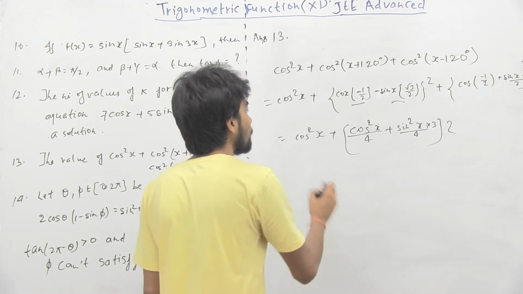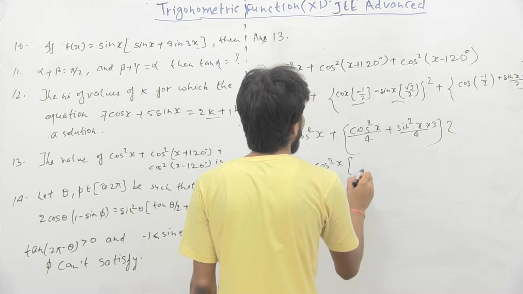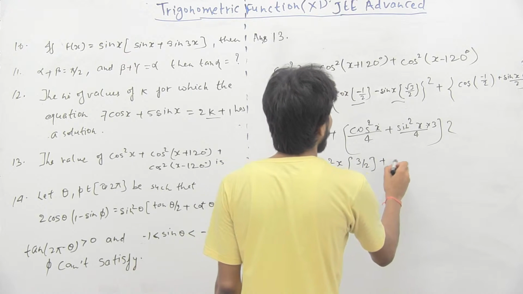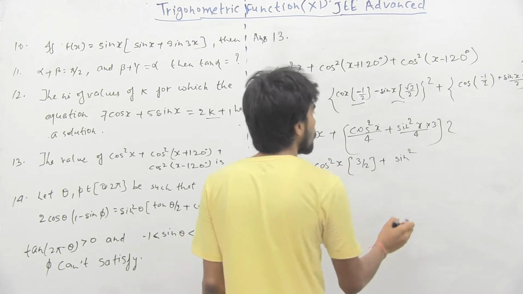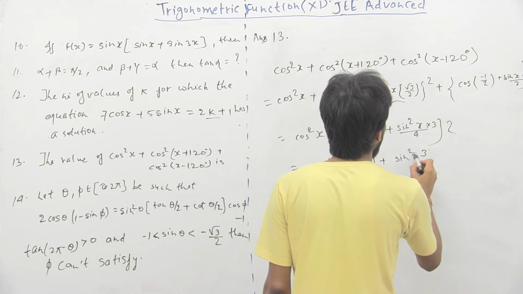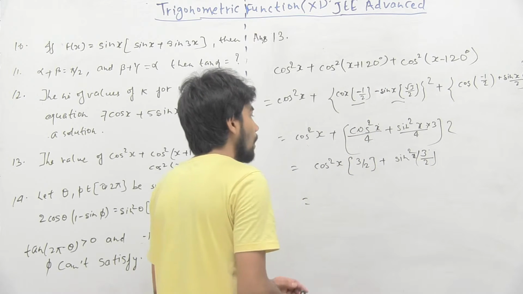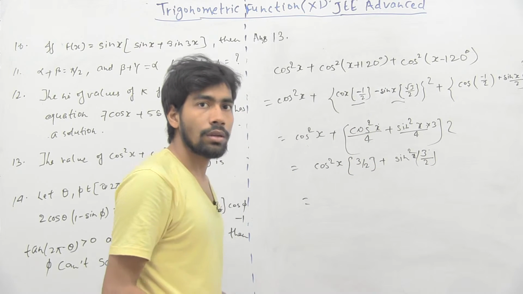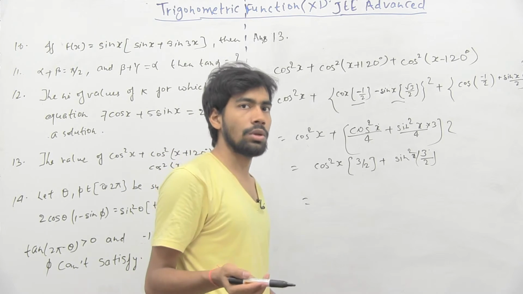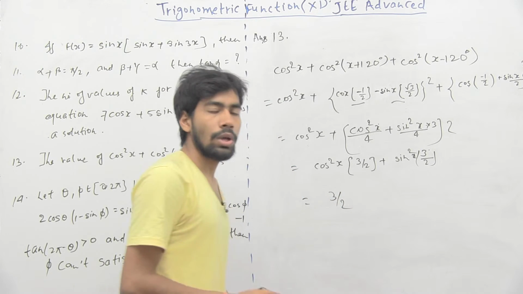Adding, we get 1 by 4 into 2 for cos square x, plus 3 by 4 into 2 for sin square x, which means 3 by 2. Taking 3 by 2 as common in both the terms, we will have cos square x plus sin square x, which is equal to 1. So the answer will be 3 by 2.